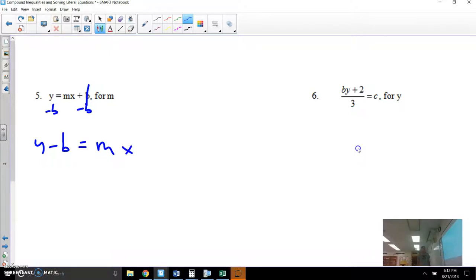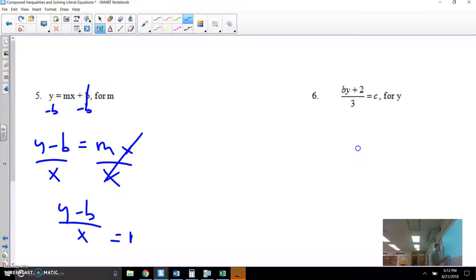y minus b equals that mx idea. Trying to get m by itself. So let's just divide x over. y minus b divided by x. That's how you can calculate m. Just a few steps and we've got it all by itself.